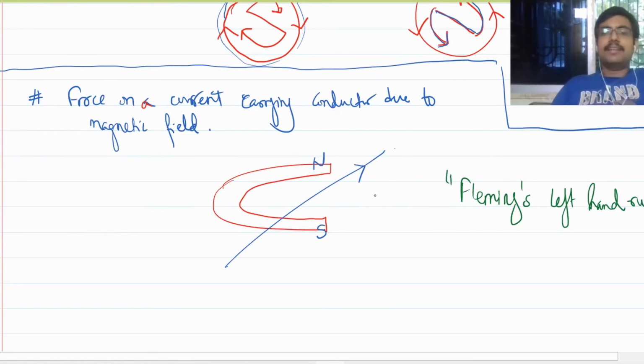See, there are three components in this situation. First, there is a current carrying conductor which is carrying current. So there is a direction of current first. Secondly, there is a direction of magnetic field. And the third component is a force getting applied on this. Is this clear to you?